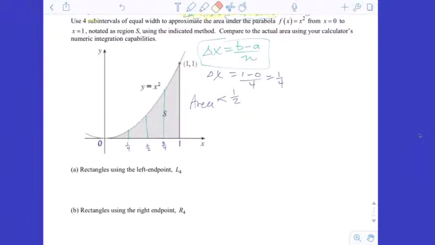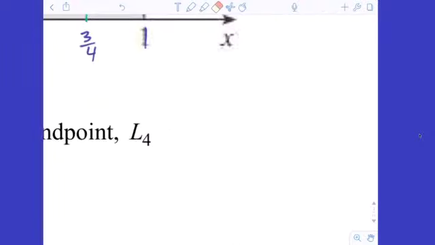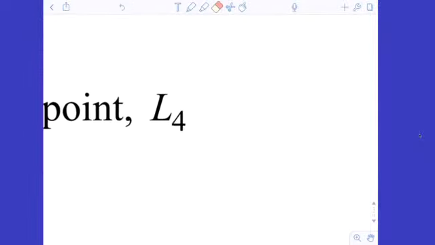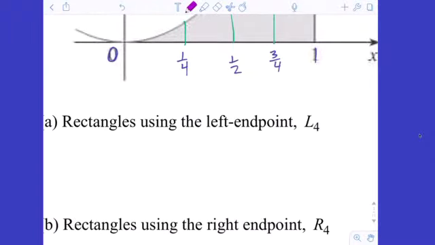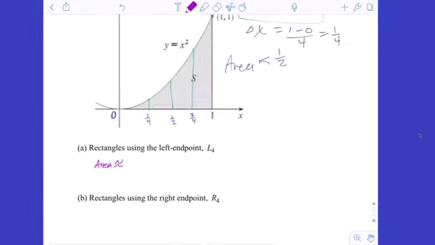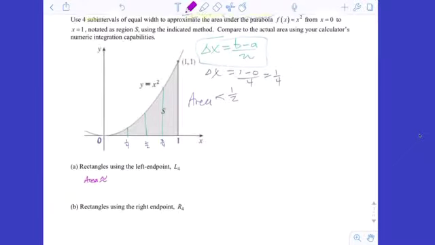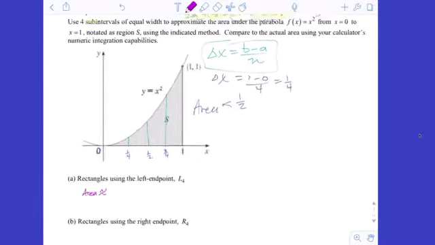So on part A, it says to approximate the area using rectangles with left endpoints for the height. So we call that L sub 4. That means left endpoints with 4 subintervals. And here's what you're going to say. So you'll write it like this. The area of the region, squiggles, all right? Squiggles means approximation. Anytime it says to estimate or approximate, you got to have squiggles.